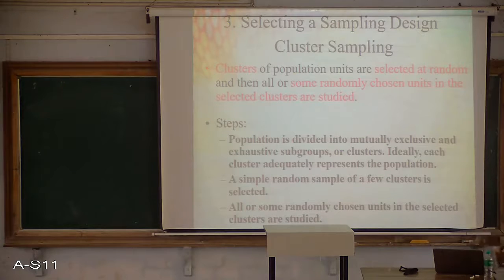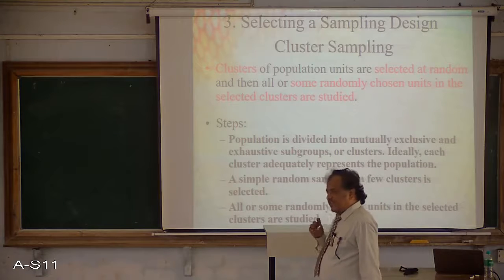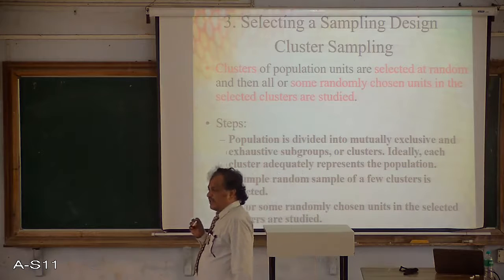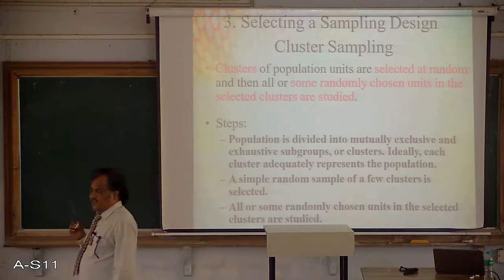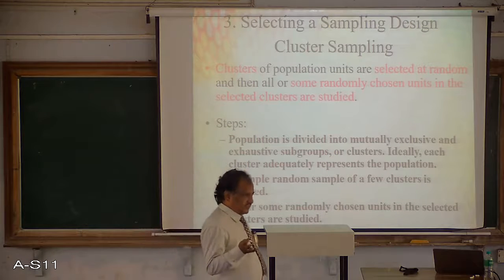The entire population is divided into mutually exclusive, exhaustive subgroups, and they are called clusters. Ideally, each cluster adequately represents the population. In that cluster, if we take some samples, only that cluster's members will be able to represent the entire population.